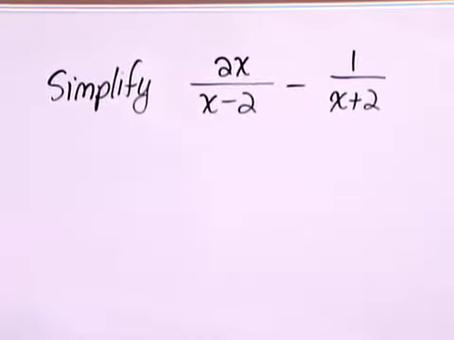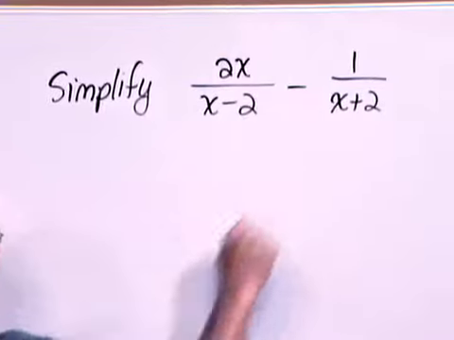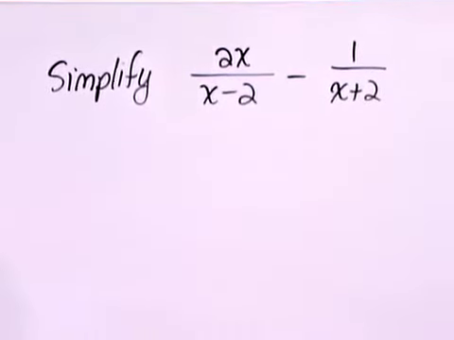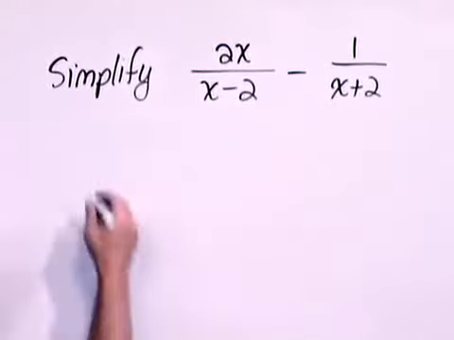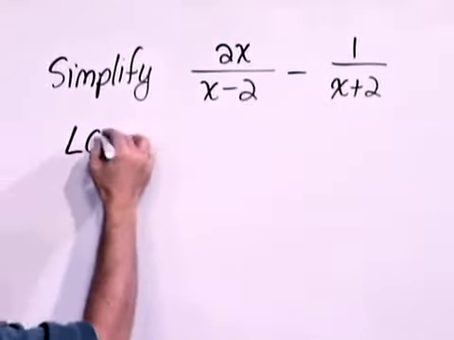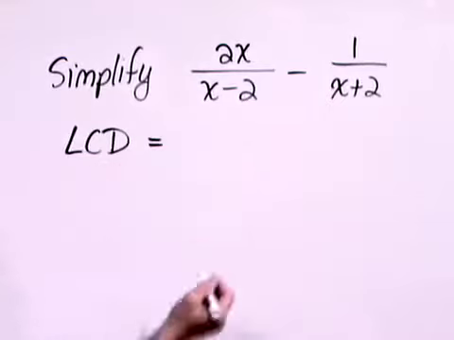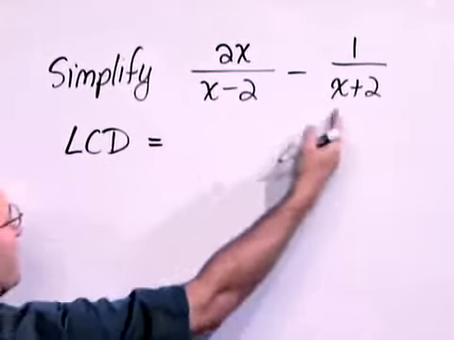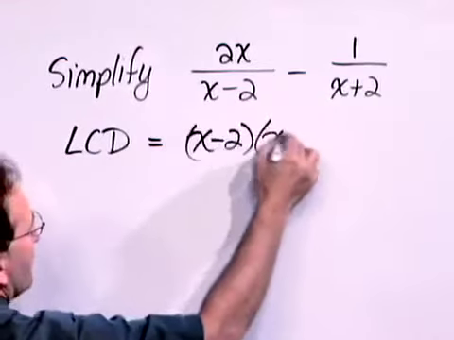Simplify 2x over x minus 2 minus 1 over x plus 2. When we want to subtract fractions, we need to have them with the same denominator. That is, we need to convert each of these fractions so that they have the LCD, which stands for lowest common denominator. In this particular case, the lowest common denominator turns out to be the product of the two denominators.